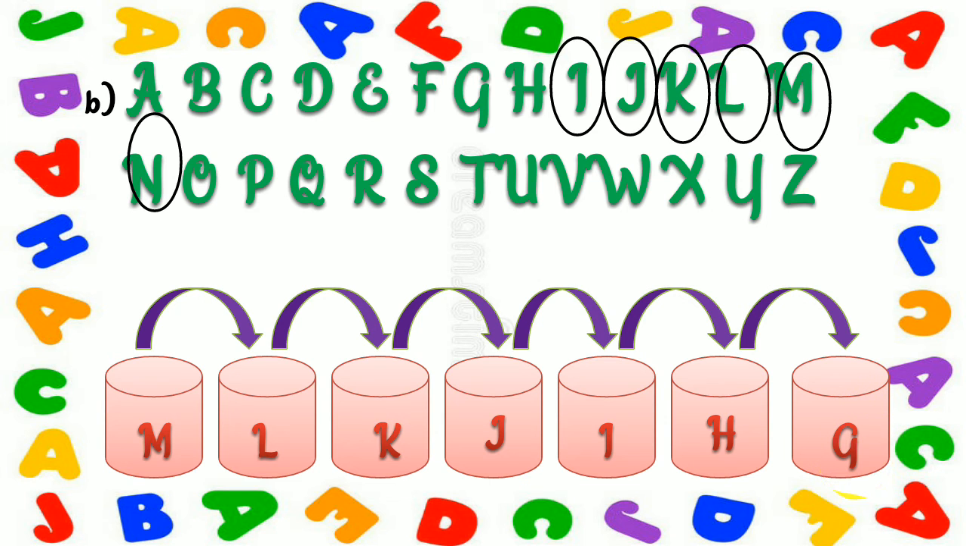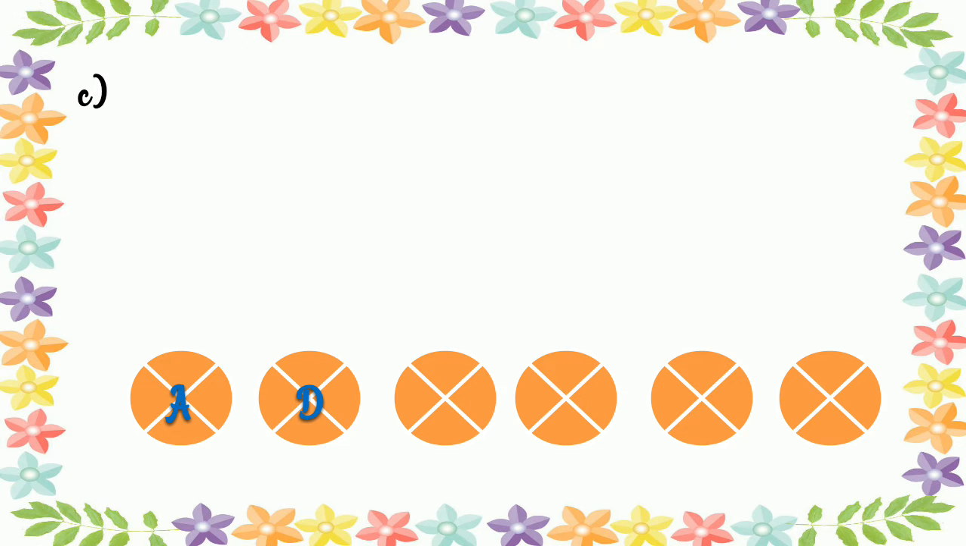So children, in this question we continue the series. We learn that M, then L, then K, J, I, H and G. So this is the backward letters that come before another letter to continue the series. Okay, now next question.